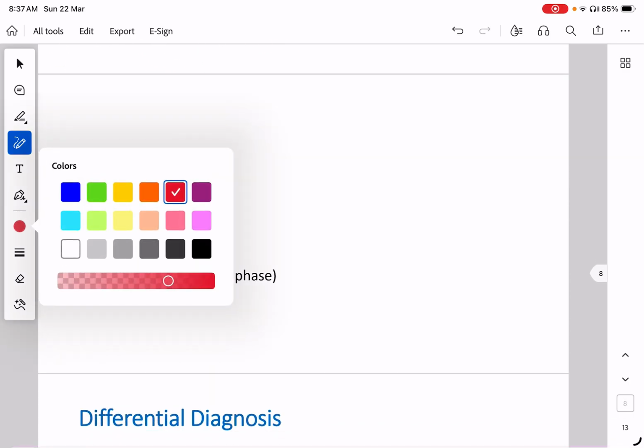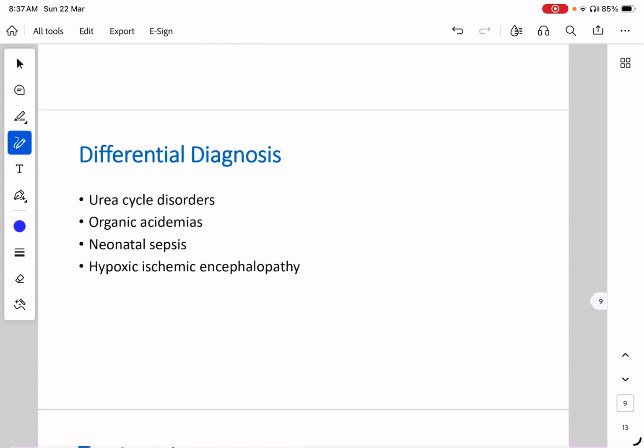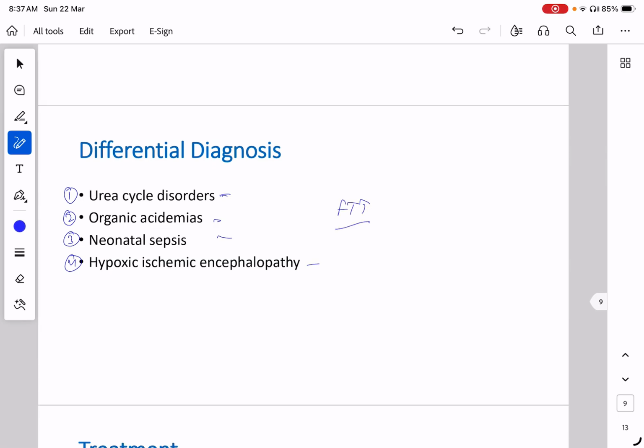Metabolic findings: what are the metabolic findings? Metabolic acidosis and ketonuria are seen in this syndrome, and MRI may show cerebral edema in the acute phase of the illness. Now, differential diagnosis: urea cycle disorder, organic acidemias, neonatal sepsis, hypoxic ischemic encephalopathy. These also present with a dull, lethargic, poor feeding child, and a hypotonic child initially. Urea cycle disorders and organic acidemia may also present with lethargy, poor feeding, recurrent vomiting episodes, and failure to thrive. Okay, so these are the important differential diagnoses of maple syrup urine disease.